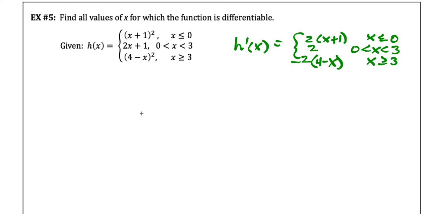What are we trying to figure out? Do you remember what differentiable meant? Okay, so the slopes are the same on the left and the right of a spot. Each one of these three equations on their own is like a normal polynomial, so each one on its own would be differentiable everywhere. Where is it possible that they may not be differentiable? There are two spots where it's possible they might not have the same slopes on the left and the right.